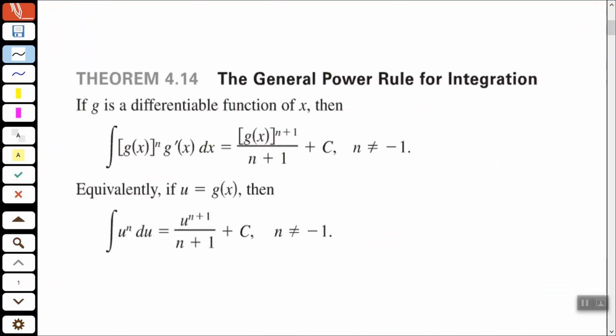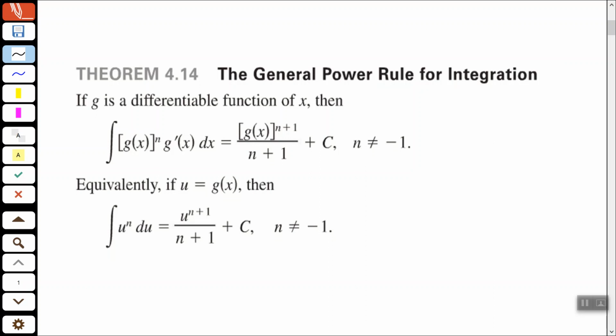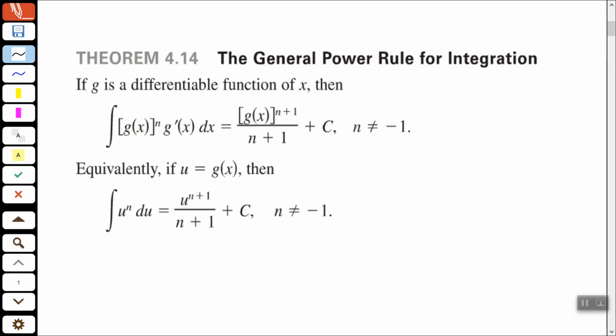So the general power rule for integration: if g is a differentiable function of x, then we have the power rule here. We have the same thing for u. If we're integrating u to the n power du, then we get u to the n plus 1 over n plus 1 plus c, where n can't be equal to negative 1. So we use the power rule here with these type problems.